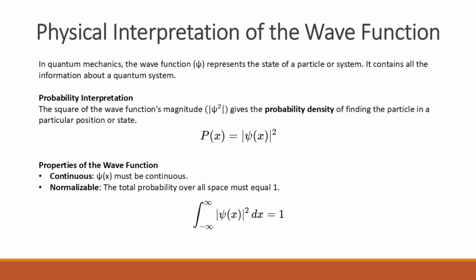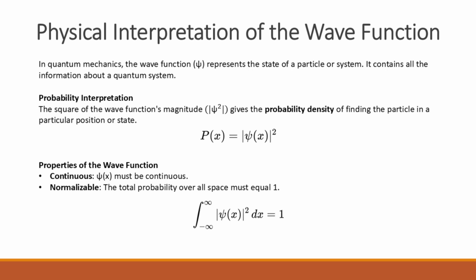In quantum mechanics, the wave function psi is a fundamental concept that represents the complete state of a particle or quantum system. It's more than just a mathematical abstraction. It contains all the information about a quantum system. The probability interpretation is particularly fascinating.